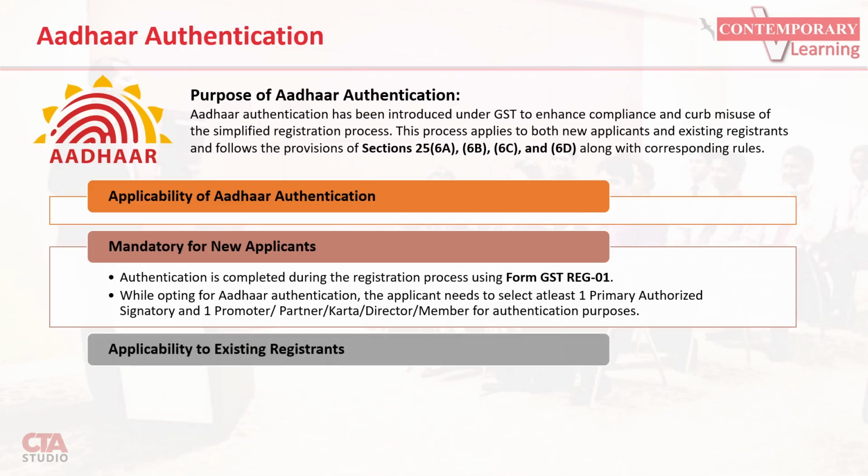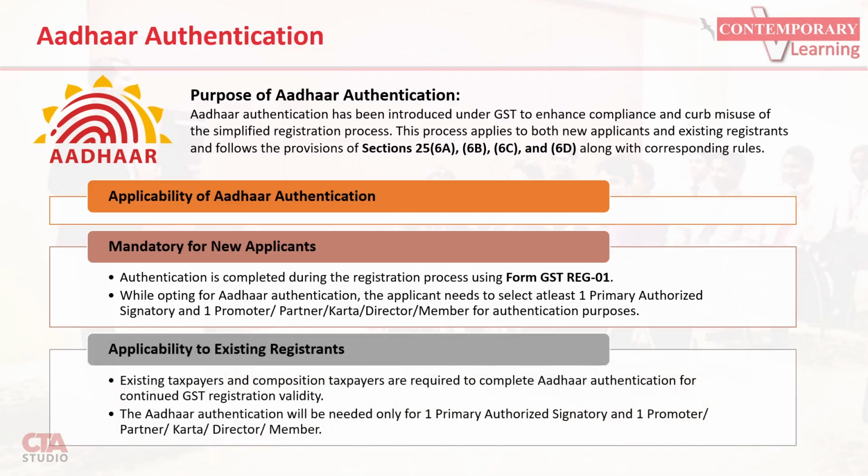Applicability to existing registrants. Existing taxpayers and composition taxpayers are required to complete Aadhaar authentication for continued GST registration validity. The Aadhaar authentication will be needed only for one primary authorized signatory and one promoter/partner/Karta/director/member.